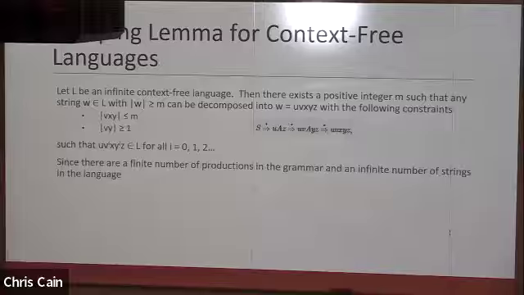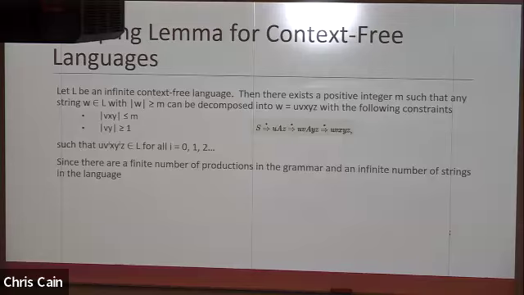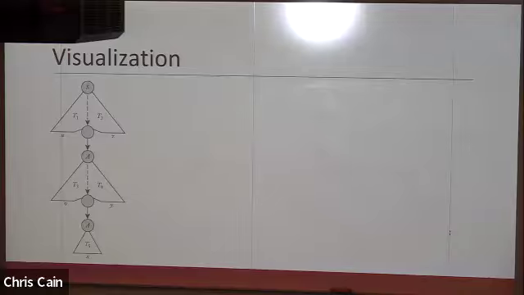The reason this works is that there are a finite number of productions in the grammar, but an infinite number of strings in the language. So that means that we have derivation trees of arbitrary length, and a way to visualize this, because I think that's also necessary, is something like this. This might help you.